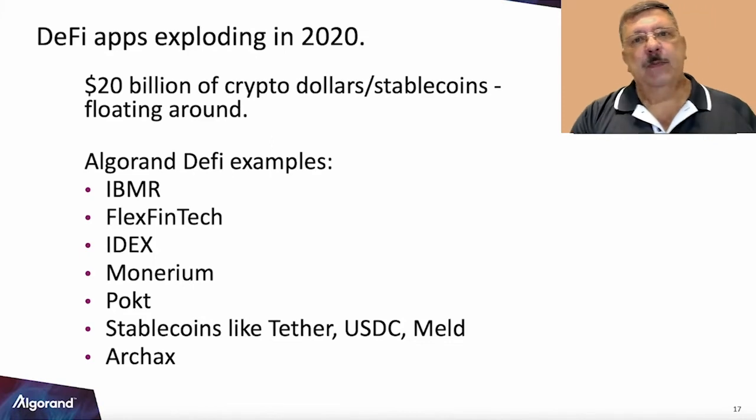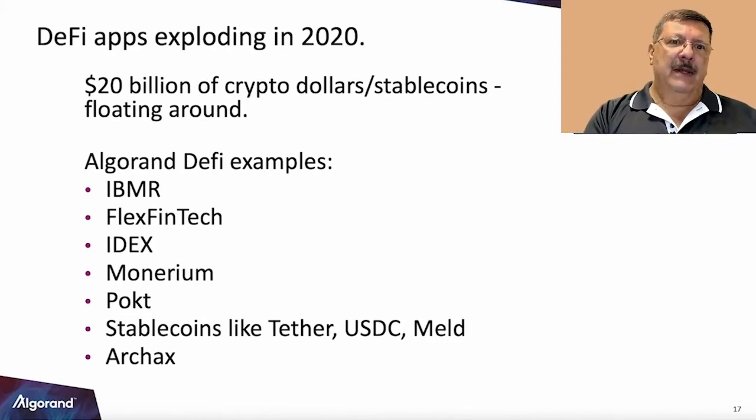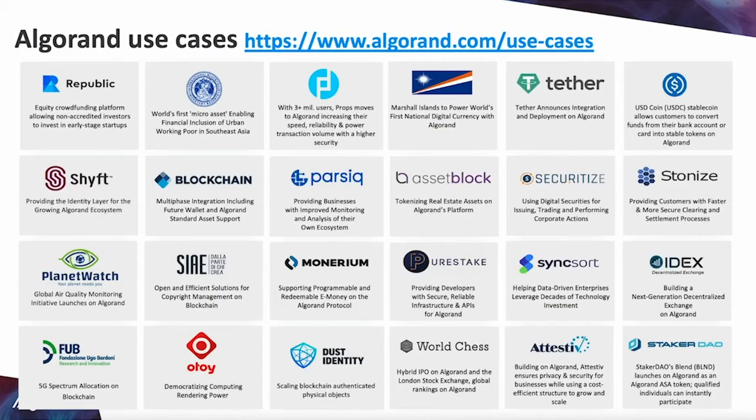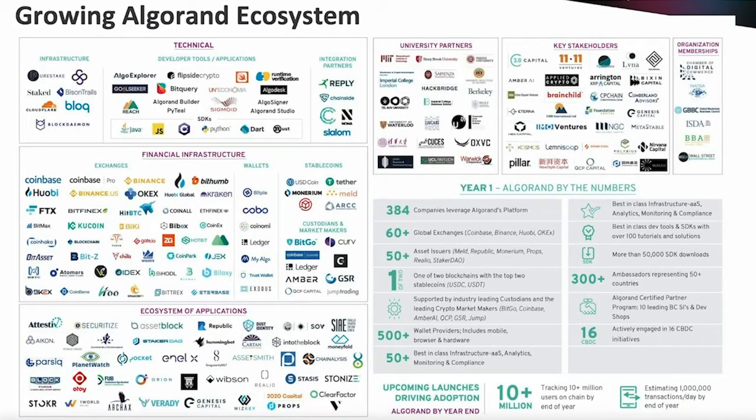DeFi apps are exploding in 2020. 20 billion of crypto dollars and stable coins are floating around. Many Algorand DeFi examples you see listed there, including stable coins like Tether, USDC, and MELD, as well as Flex FinTech. Some good DeFi examples there listed. We have more use cases up at algorand.com/use cases. And we have a growing Algorand ecosystem as well.